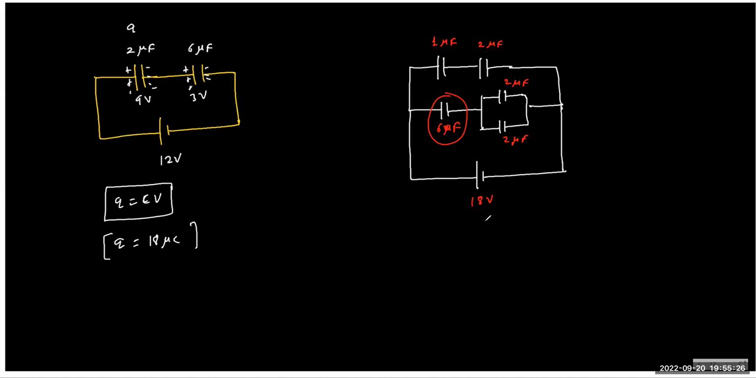The 18 volt is across which two capacitors? 6 and 4, and these are in series, right? So this voltage will divide across the series combination in inverse ratio. So 6 will get 4 by 10. So 4 by 10 into 18, how much? Is it a tricky question? No, I was solving it completely.